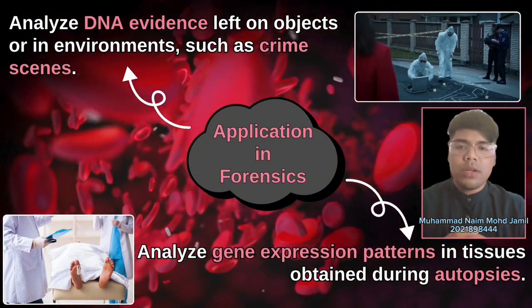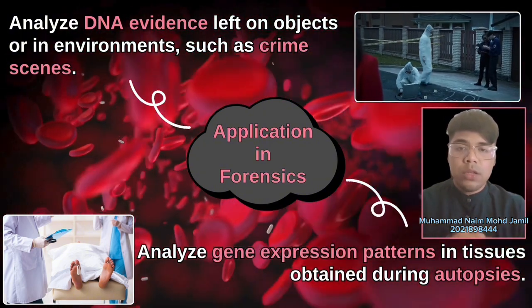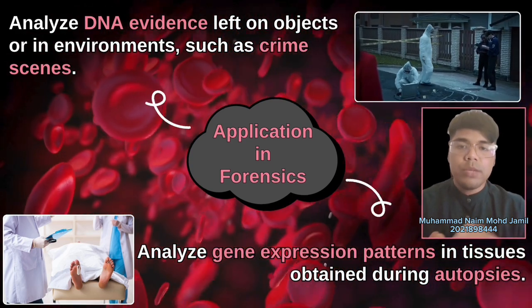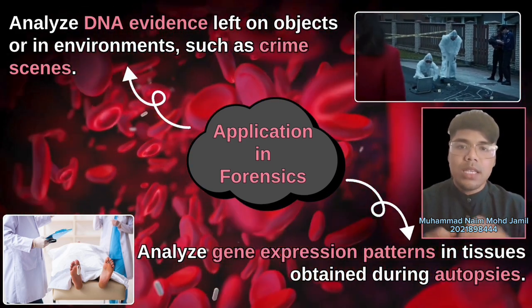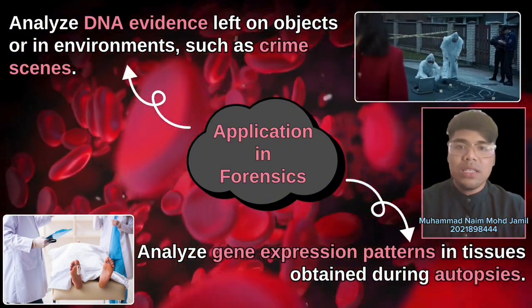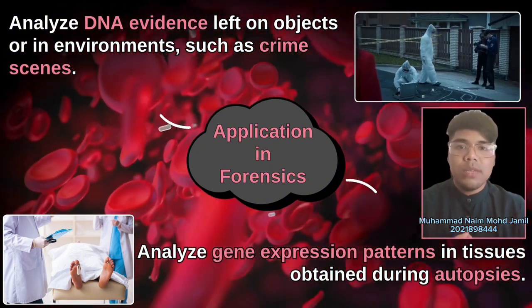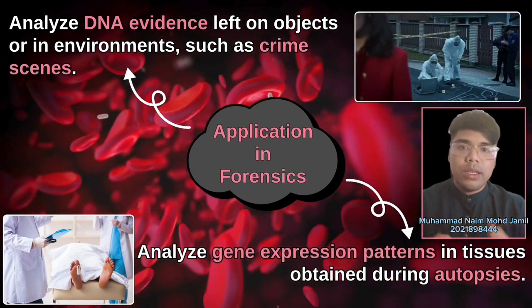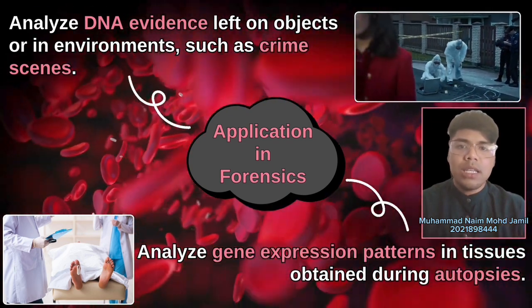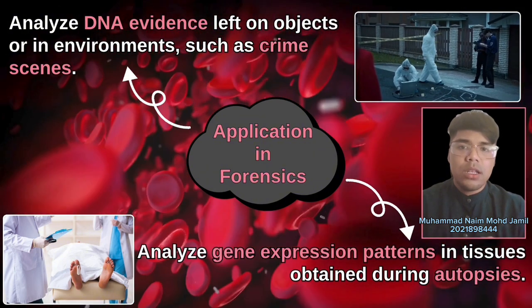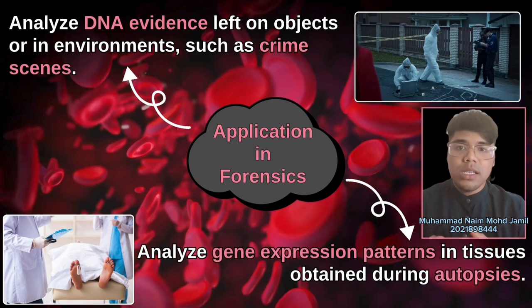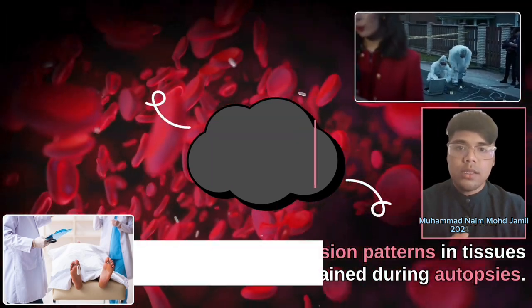Additionally, DNA microarrays can be used in forensic pathology to analyze gene expression patterns in tissues obtained during autopsies. This can help in determining the cause of death, especially in cases where the cause is not immediately apparent. By examining the expression levels of certain genes, pathologists can infer the physiological state of the disease and potentially identify markers of disease or exposure to toxins.